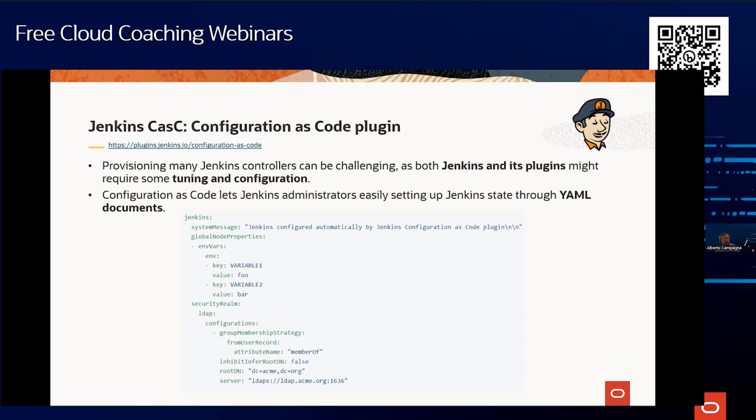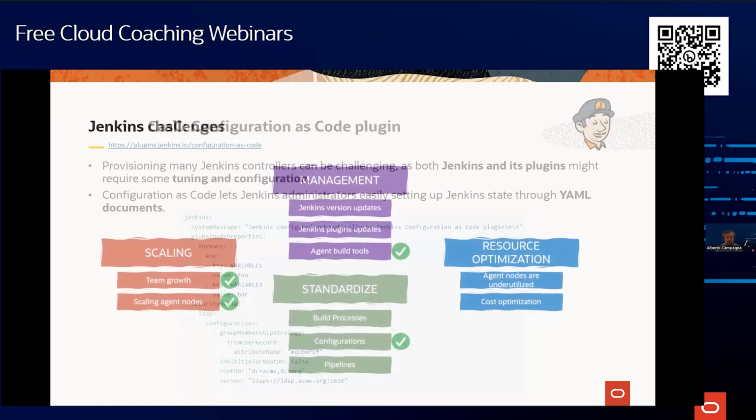With this plugin, it is possible to define the configuration as code. So it is possible to specify the configuration of Jenkins instances with code, that is, with YAML. And this lets administrators set up Jenkins only through YAML. And it is very, very useful to standardize the whole solution.